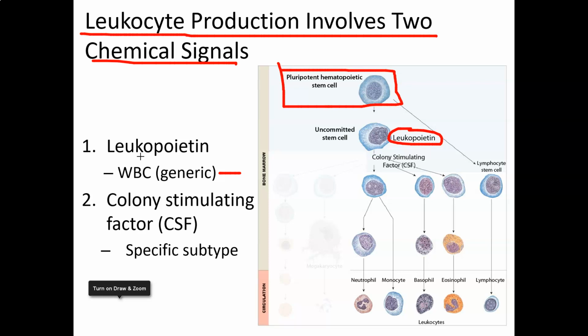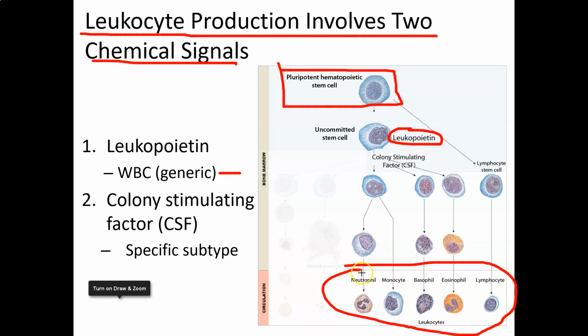Thrombopoietin makes platelets, and leukopoietin makes white blood cells. However, making a white blood cell is not sufficient, because then we take that white cell and turn it into a specific subtype of a white cell. We'll learn these later, but our white cells are leukocytes. There are 5 major types: neutrophils, monocytes, basophils, eosinophils, and lymphocytes.